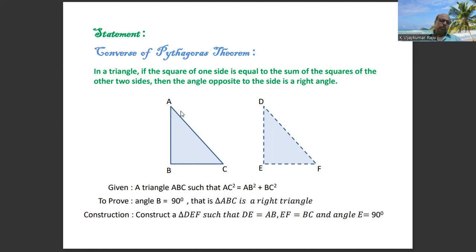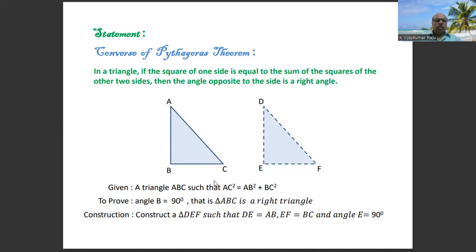Okay. Now, what is given? Only one triangle is given. We are given a triangle ABC where AC square is equal to AB square plus BC square. This is what is given. We are starting with the Pythagoras relation and proving it's a right triangle. What you have to prove? You have to prove that angle B is 90 degrees, that is, triangle ABC is the right triangle.